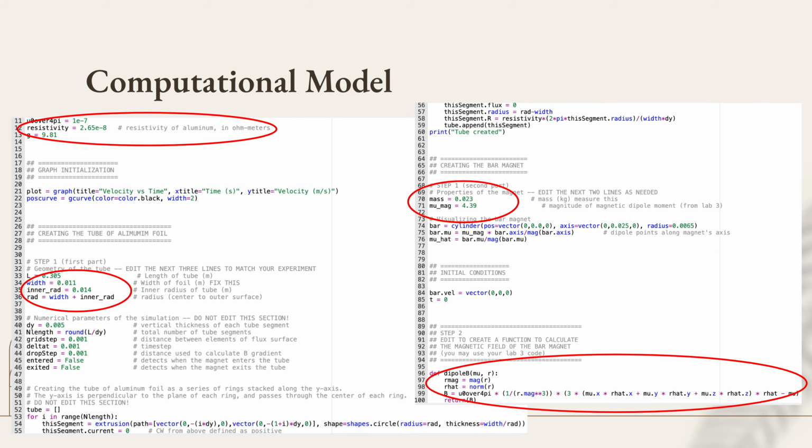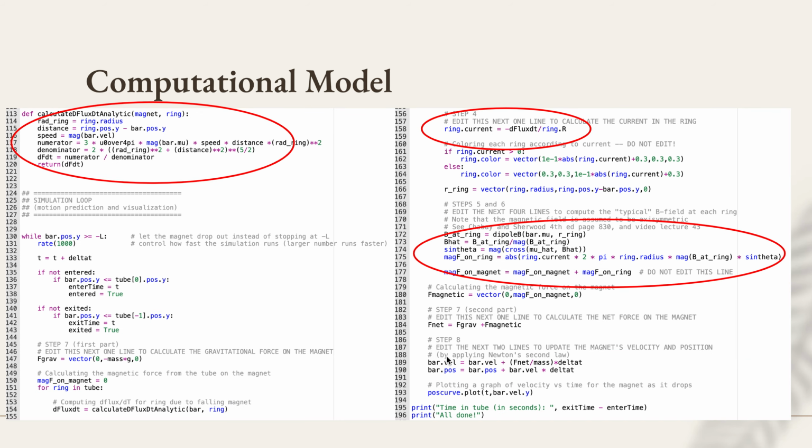This is the computational model used to calculate the 1.503 seconds. In the first oval, the constants were plugged in. In the second oval, the height, width, and inner radius of the aluminum foil was plugged in. In the third oval, the mass of the magnet and the magnitude of magnetic dipole moment was plugged in. In the fourth oval, Biot-Savart law was typed in.